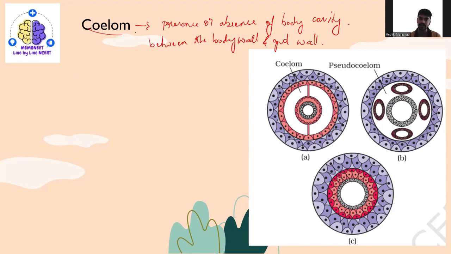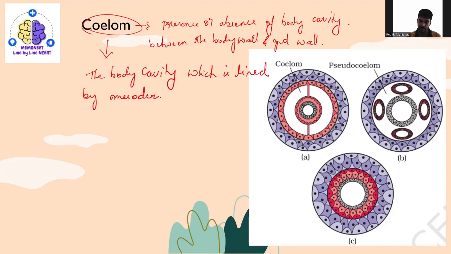When I'm talking about coelom, the body cavity which is lined by mesoderm is called the coelom. Animals which possess a coelom as body cavity are called coelomates. Examples are annelida, molluscs, arthropoda, echinodermata, hemichordates and chordates. They all come under the coelomates. This is clear to you.